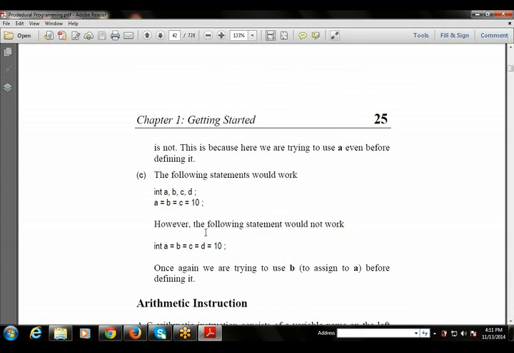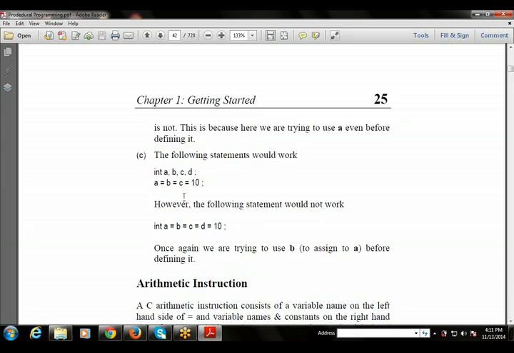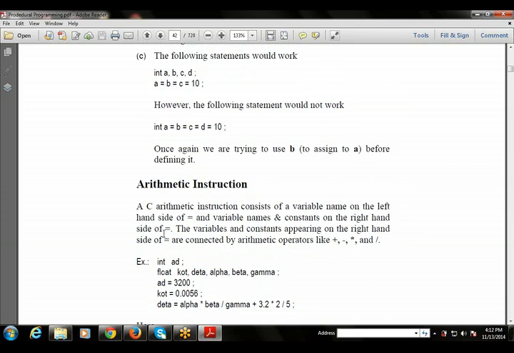The following statement would work. First of all, declare the variables of type int, that is a, b, c, d. All the variables are of type int, that is, they take only integer values. Then we initialize the values, a equals 10, b equals 10, c equals 10. But if I declare int a equals b equals c equals 10, no, it's not possible, because at the same time you are declaring and assigning the same values to b, c and d.